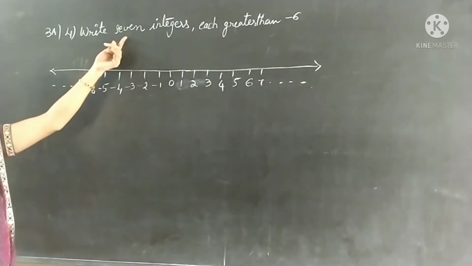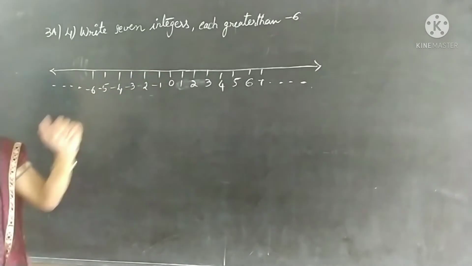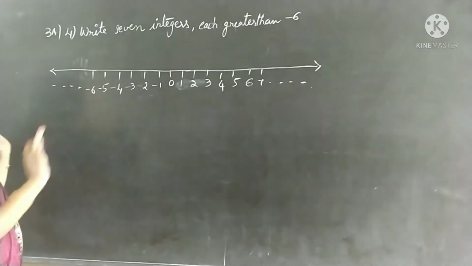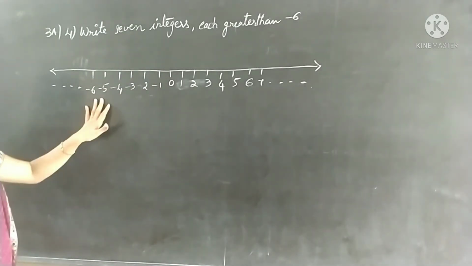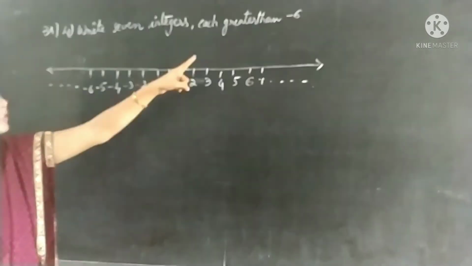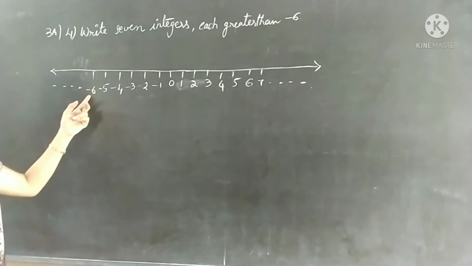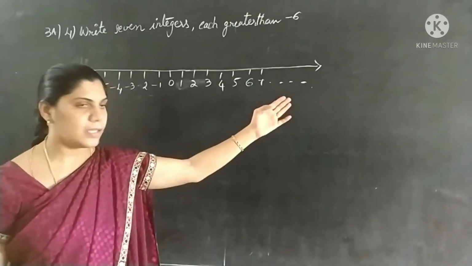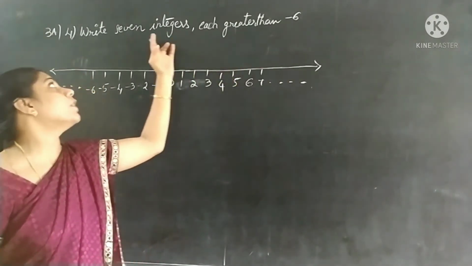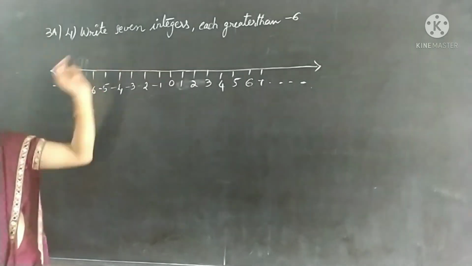Okay, we have to mention 7 integers that are greater than -6. First, write down the number line. Draw the number line first and indicate the numbers greater than -6. So I have taken up to -6 on the left hand side, and on the right hand side any numbers you can take here. We have to write 7 integers greater than -6.